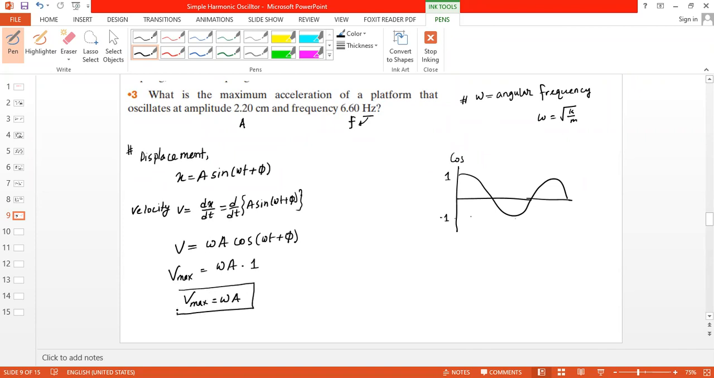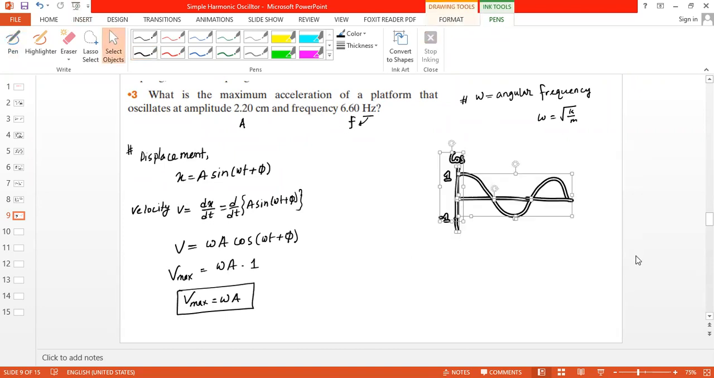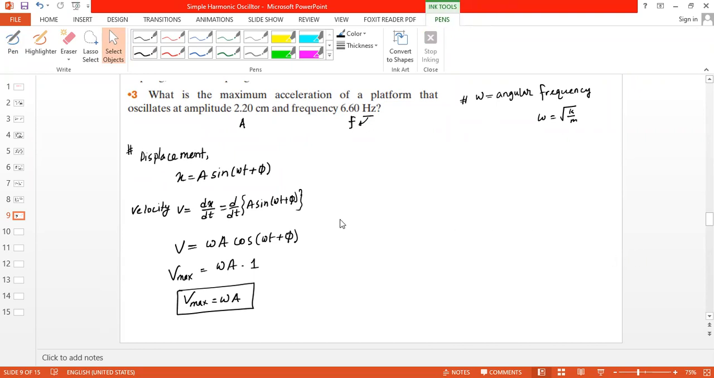Okay, maximum velocity. But they are not asking for this. They are asking for the maximum acceleration, right? So to help, we know that velocity is what? Velocity is omega a cosine of omega t plus phi.